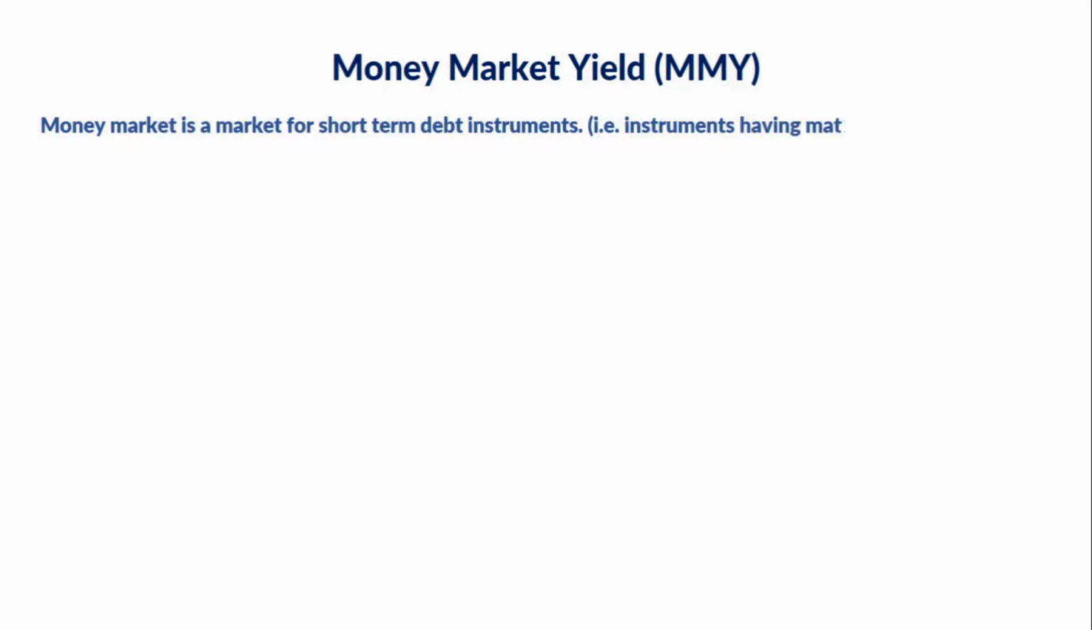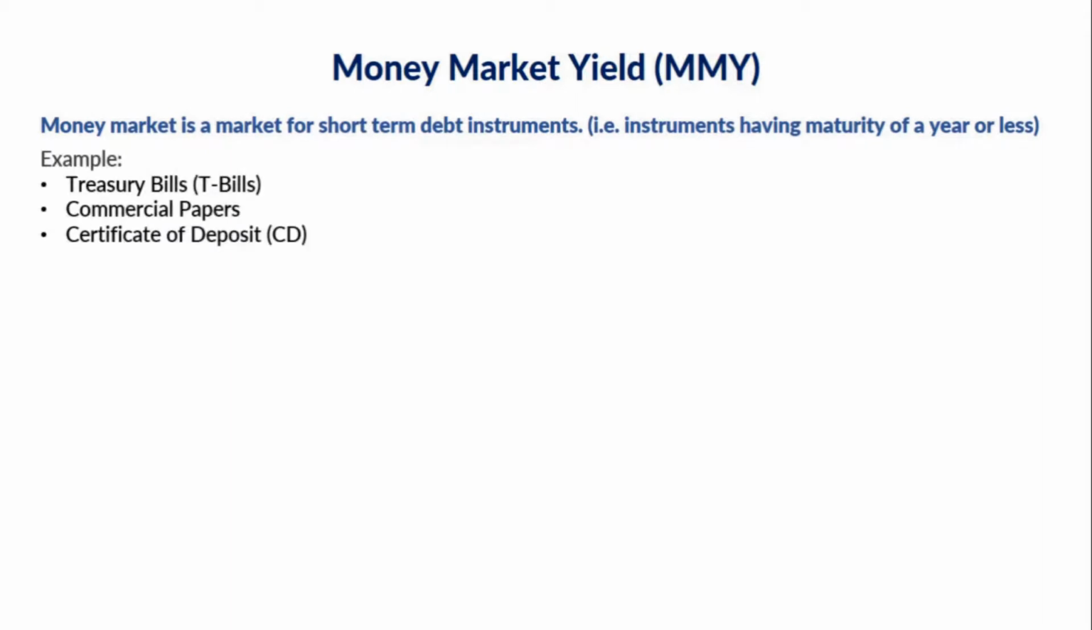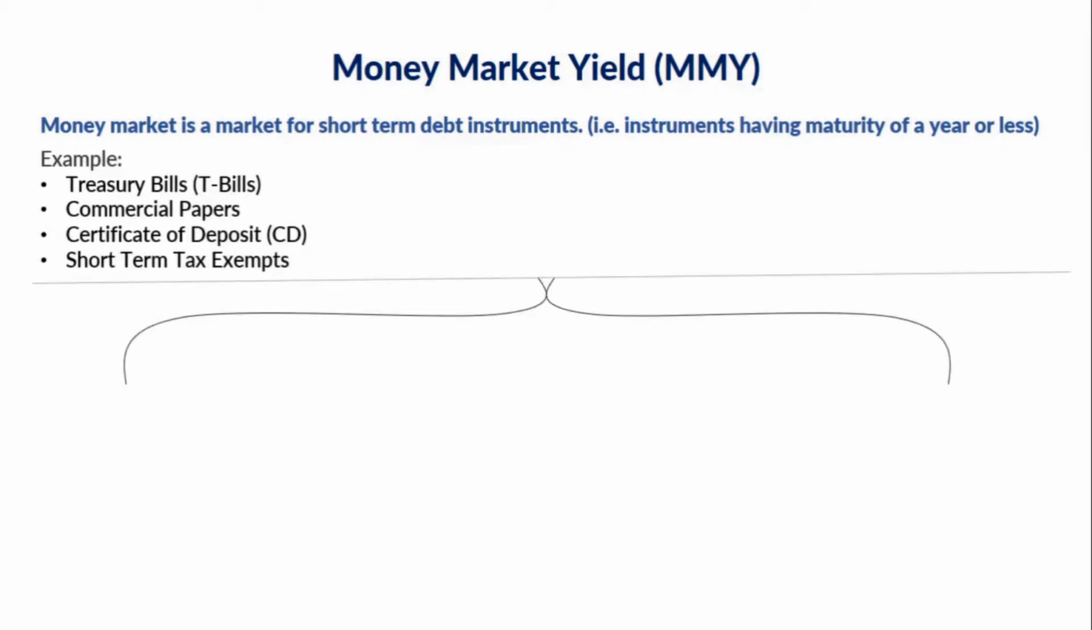First, what is a money market yield? A money market is a market for short-term debt instruments, that is, instruments having a maturity of a year or less. Instruments are, for example, treasury bills, commercial papers, and certificates of deposit. Now there are two types of instruments. The first is the instrument in which you pay a certain amount and the interest rate is specified, so you get interest plus the amount on maturity.